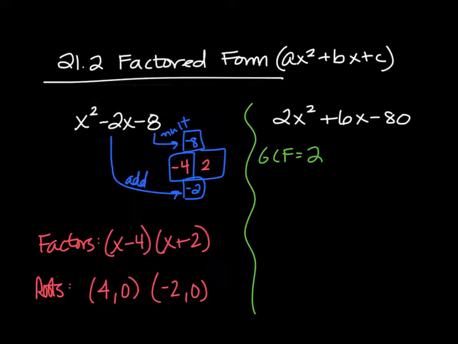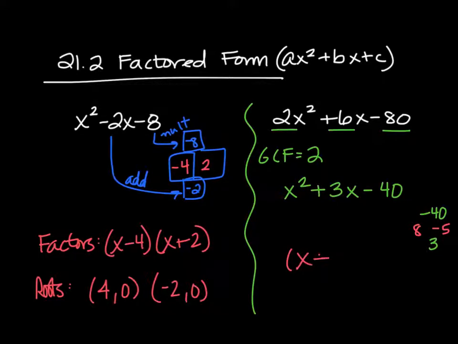So we don't just want to pay attention to the first two numbers, we actually want to pay attention to all three numbers. So we're going to divide this 2 out of every single number here, giving us x squared plus 3x minus 40. And now we should be able to come up with our two numbers. So my top number is -40, my bottom number is 3, which makes my two inside numbers +8 and -5. So then my factors are going to be x plus 8 and x minus 5.